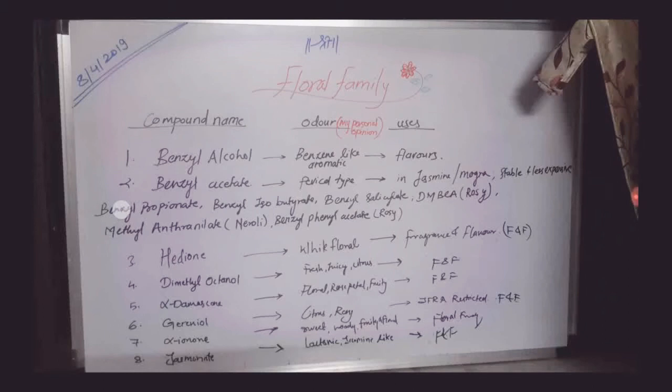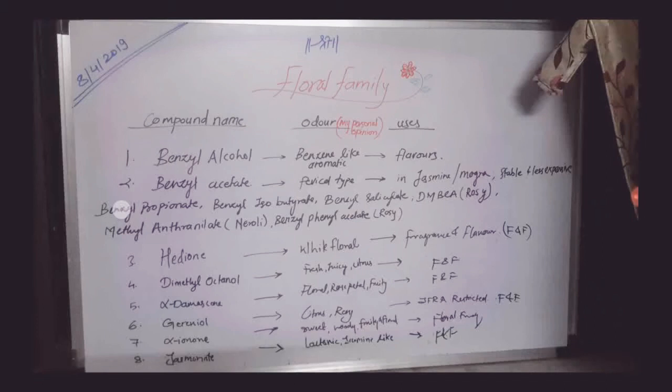The third is hedione, which is considered in the white floral family. In fine fragrance and flavors, we can use this in both. Next is dimethyl octanol. It's a fresh juicy citrus, and we can also use it in fine fragrances and flavors. Alpha damascone we can use for fine fragrances and flavors, and there are alpha damascone, beta damascone and gamma damascone.